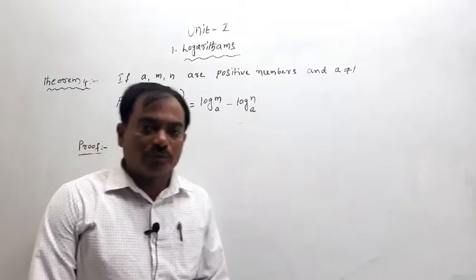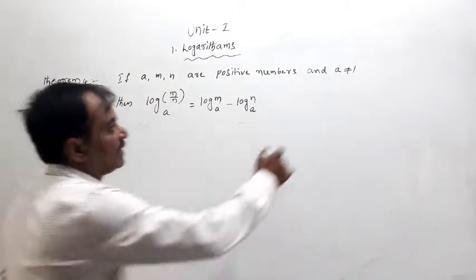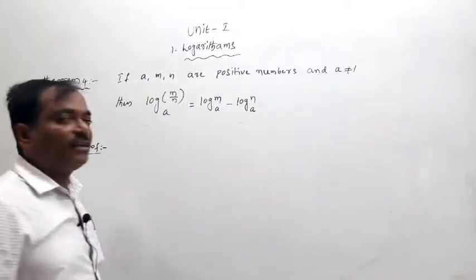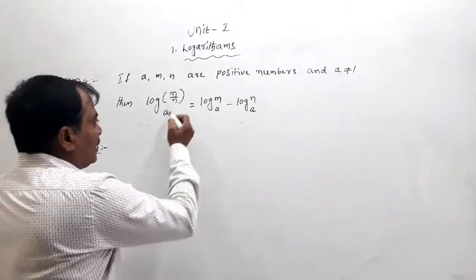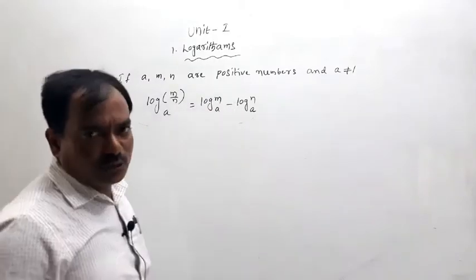Yeah, this is one more property. If a, m, n are positive numbers and a is not equal to 1, then the logarithm of m by n to the base a equals log m to the base a minus log n to the base a.